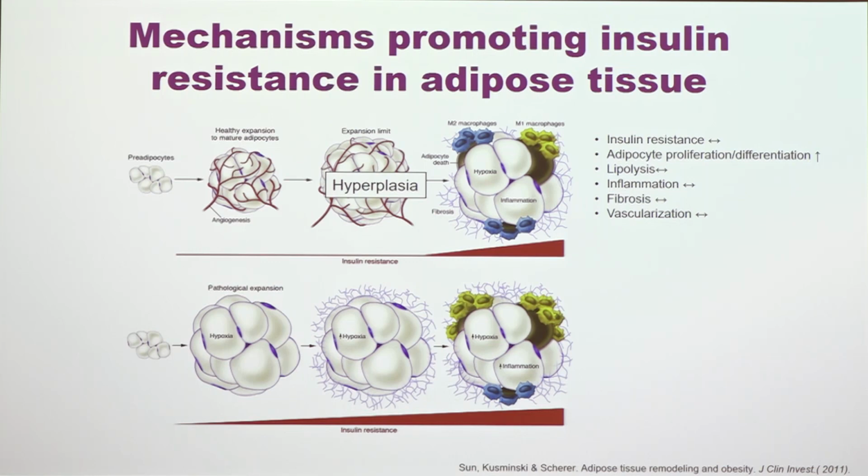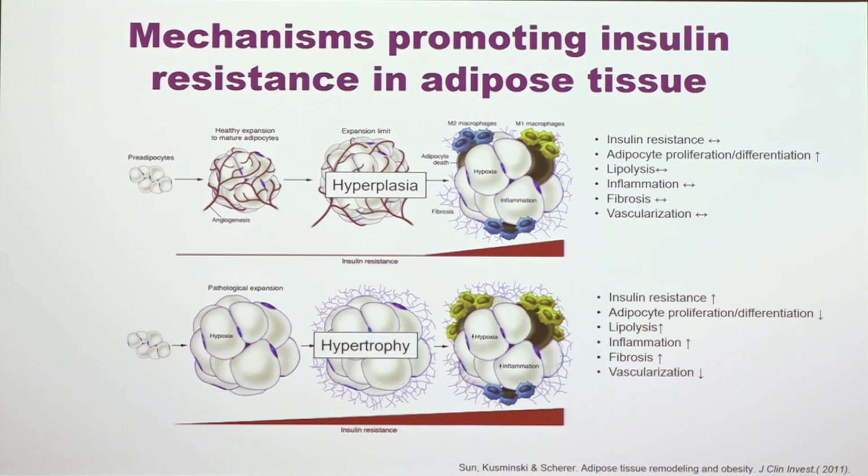That can be compared with a metabolically pernicious way of expanding your adipose tissue, which is shown here, where you have an increase in insulin resistance. You don't have an increase in adipocyte proliferation, so you actually have an increase only in the adipocyte size. That is also linked to increased lipolysis, inflammation, fibrosis, and a reduction in vascularization. So we usually define this as a hypertrophic adipose tissue.